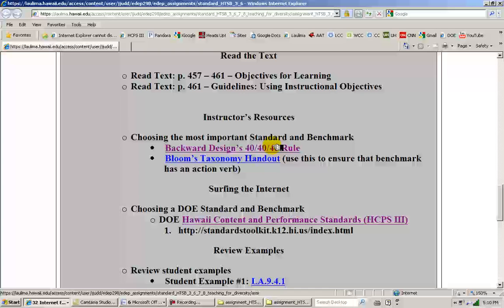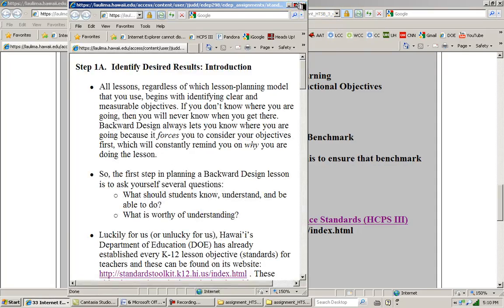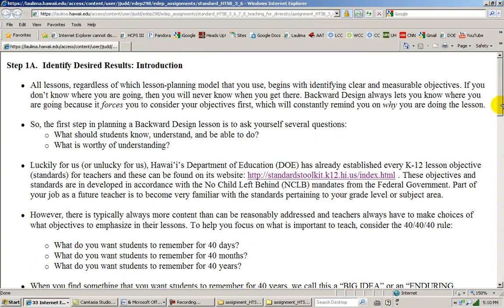One is called Backwards Design's 40-40-40 Rule and the other is Bloom's Taxonomy. So let's click on Backwards Design 40-40-40 Rule first. And anytime that you're going to decide what to teach, you have to really focus and narrow down all the different topics that you can possibly have.